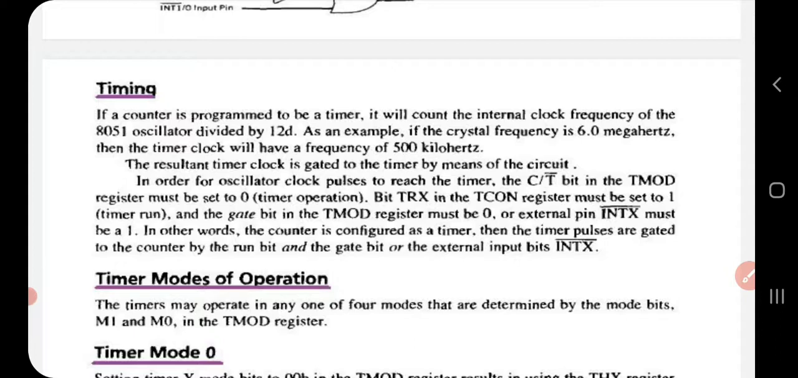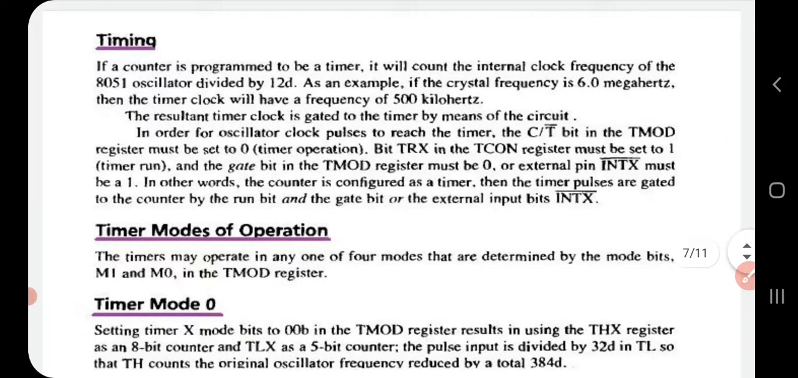If a counter is programmed as a timer, we have said that a counter can be programmed as a timer also. Then it will count the internal clock frequency of the 8051 oscillator divided by 12. Now the resultant timer clock is gated, that is, it is fed to the timer by means of a circuit.